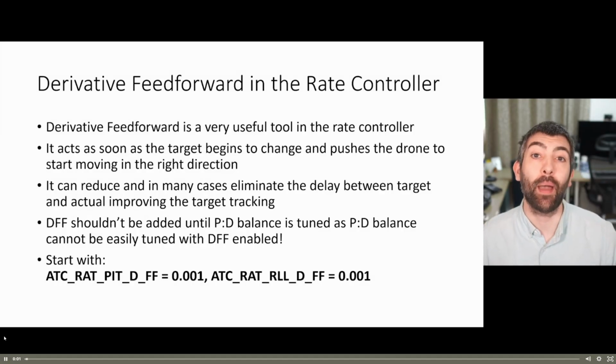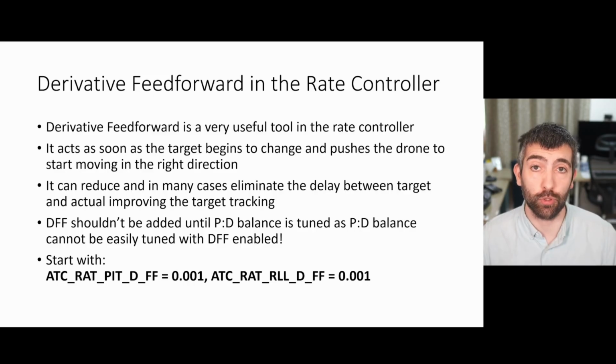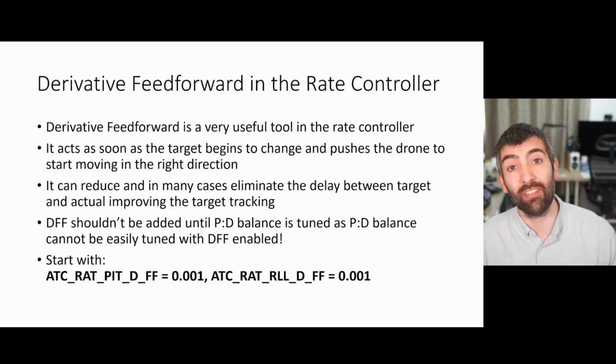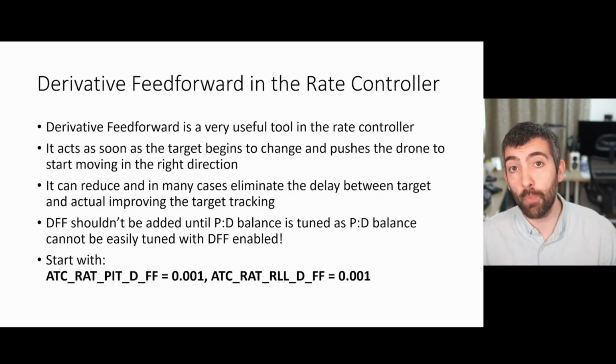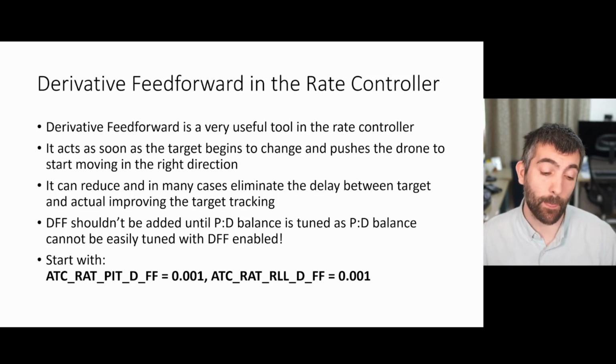Now we need to talk about derivative feed-forward, and derivative feed-forward is a really useful tool in the rate controller. Derivative feed-forward acts as soon as the target begins to change, and it pushes the drone in the direction of that change of target, in effect getting the drone moving before PID error builds up and reducing, or even in some cases eliminating, delay between the actual response of the drone and the target rate of rotation.